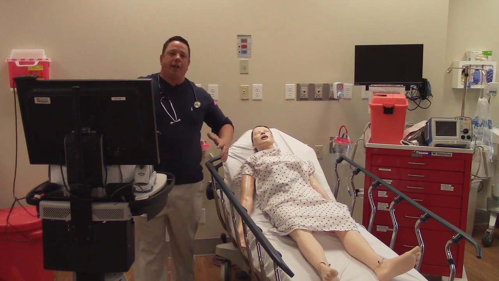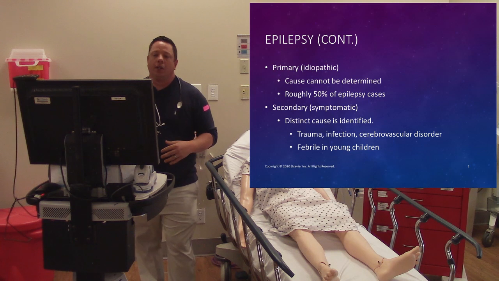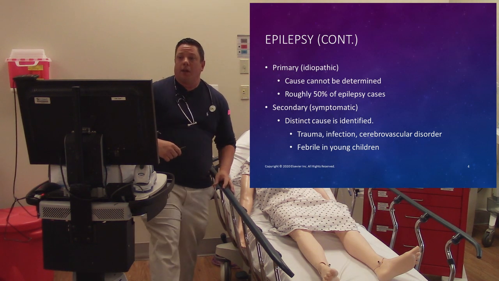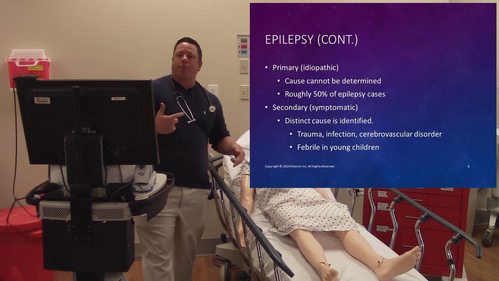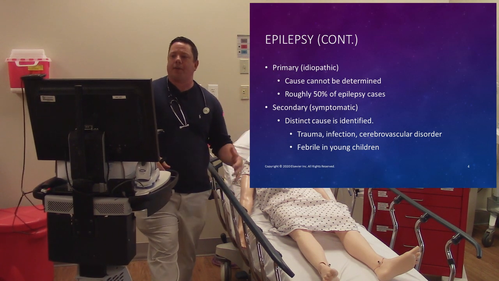So this chapter, again, over anti-epileptics, we just discussed the definition of epilepsy, seizures, convulsions, things like that. Epilepsy, you can have primary or secondary, and then they throw these big words in here like idiopathic.